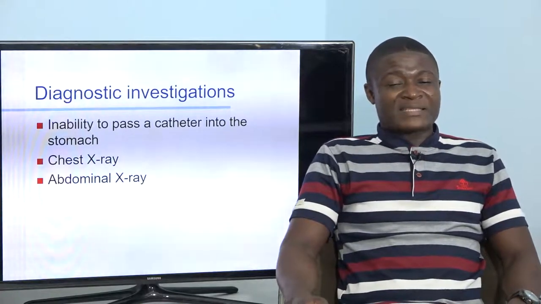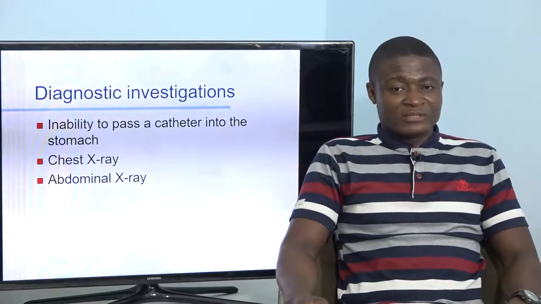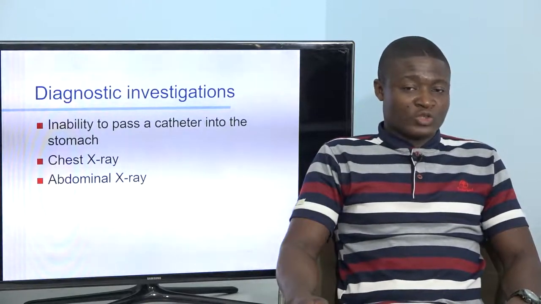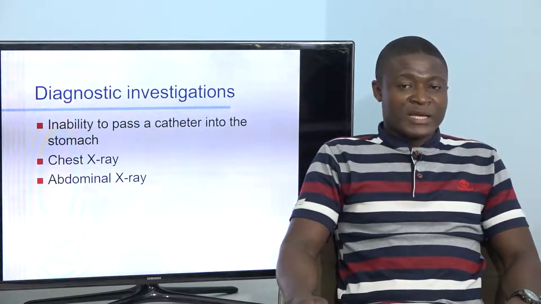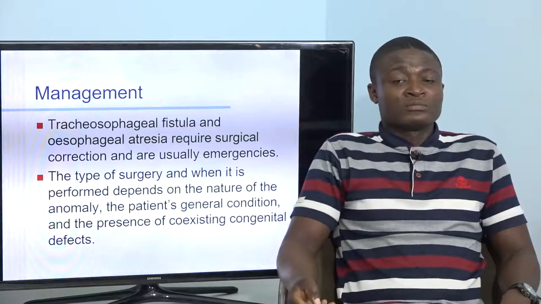So when you are passing the catheter, trying to get stomach content that you are not getting, then you should be worried that there is an anomaly somewhere. Chest X-ray will also show us clearly that there is an atresia. Then we can also do an abdominal X-ray to be able to identify what is going on.